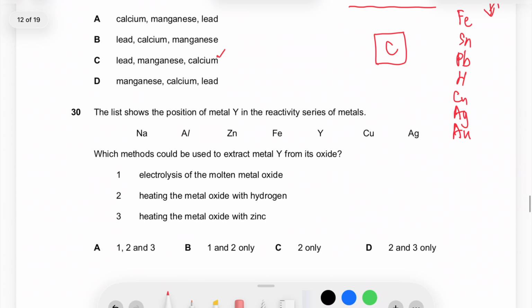Question 30, reactivity series again. Y will be between iron and copper, so in between. Here will be the most reactive.